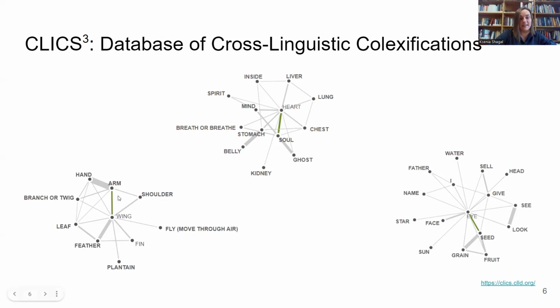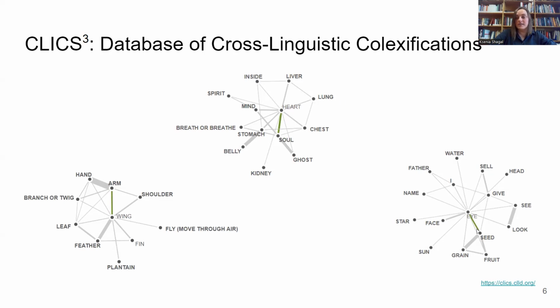So for instance, here we can see that there are a lot of languages that use the same word for hand and arm. Some languages use the same word for arm and wing, then wing and feather, for instance, and so on. And then heart is often the same word as soul, sometimes the same word as liver, sometimes the same word as lung, and sometimes the same word as inside. So it's kind of grammaticalized into an adposition or an adverb.